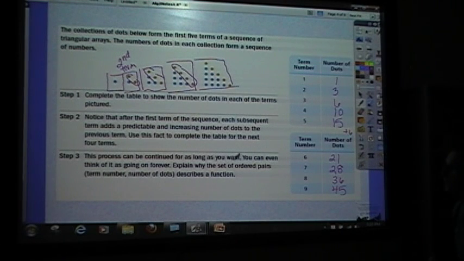This process can continue for as long as you want. You can even think of it as going on forever, because I could draw bigger and bigger triangles if I wanted to. Explain why a set of ordered pairs describes a function. And why is this a function? Because I will always have different numbers in this x column. I will never have a repeat. So for each value of x, the 8th term will always have 36 dots. It will always be that way. It will never give me a different number, so that's what makes it a function.